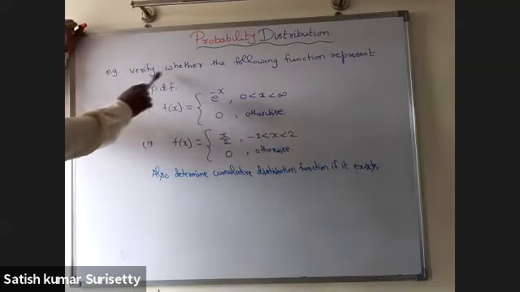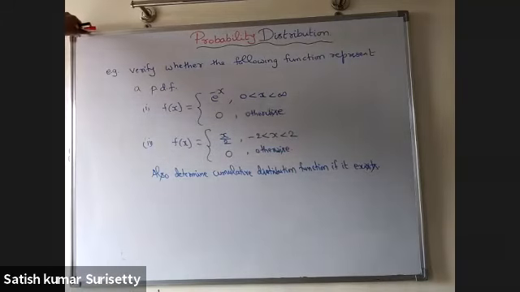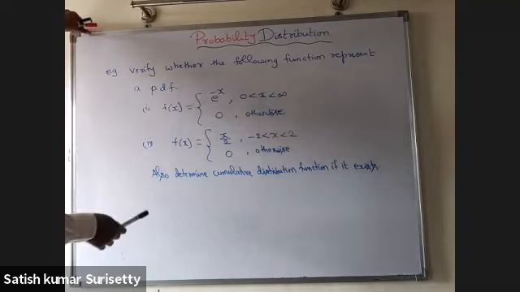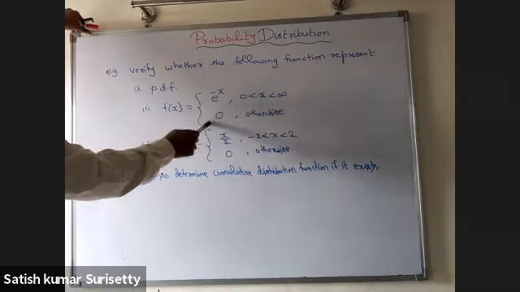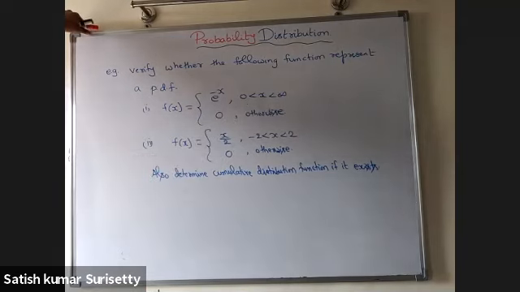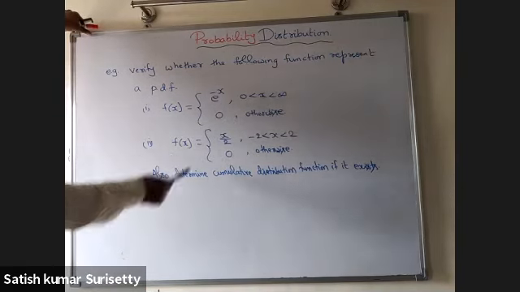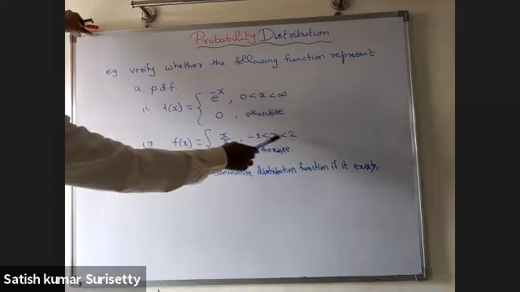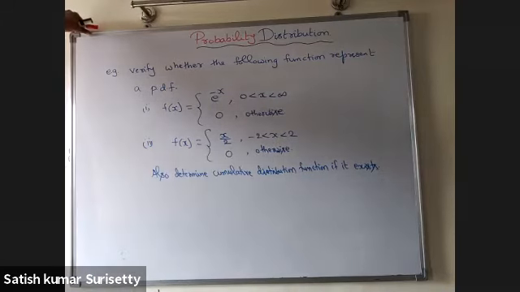Consider an example. Verify whether the following function represent a probability density function. f of x equal to e to the power of minus x where x greater than 0 and 0 for all other values of x. Second one is f of x equal to x by 2, x lie between minus 2 to 2 and 0 for all other values. Also determine cumulative distribution function if it exists.